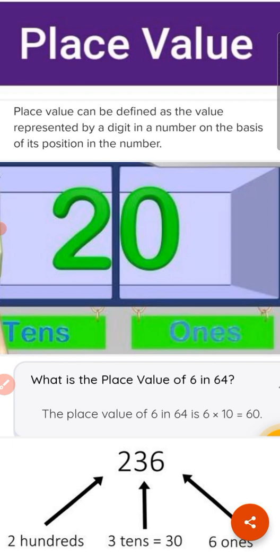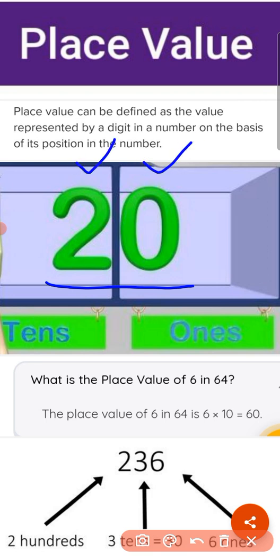Let me explain that, children. Here, the number given is 20. It has two digits, 0 and 2. It is a two-digit number. Clear? Now, let us check its position.